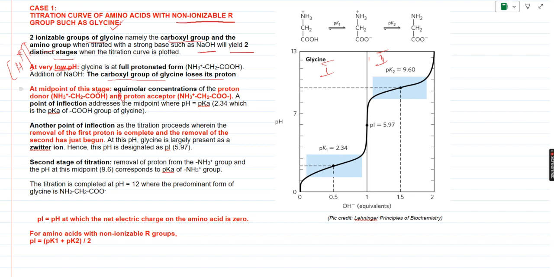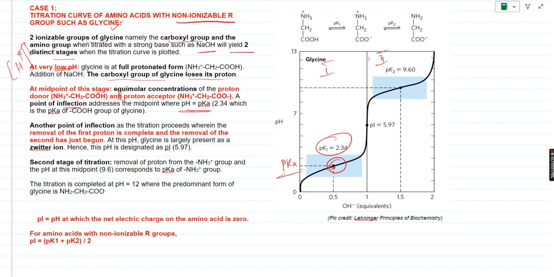So a point of inflection is going to be reached, which addresses the midpoint where pH is equal to pKa, which is equal to 2.34. This is the point of inflection because there is not much change in the curve, and this midpoint corresponds to a pH equal to the pKa. This pH is equal to the pKa of the COOH group of the glycine. Okay, so this is noted down.